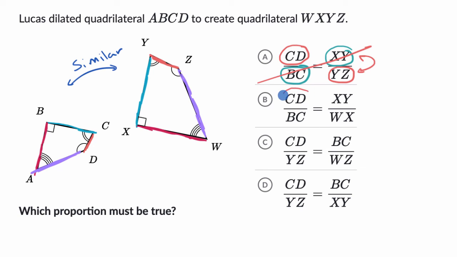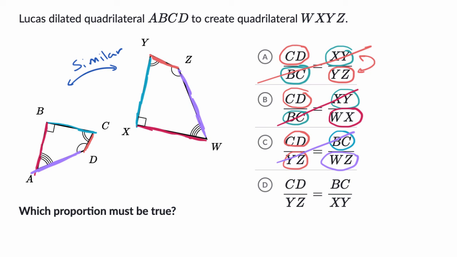Now let's see. We have the ratio between CD and BC is the same as the ratio between XY and WX. Well, this isn't even using corresponding sides, so let's rule that one out. All right, next we have the ratio between CD and YZ. Those are corresponding sides. And then they're saying that should be equal to BC over WZ. Well, WZ is not corresponding to BC, so I'll rule that out.